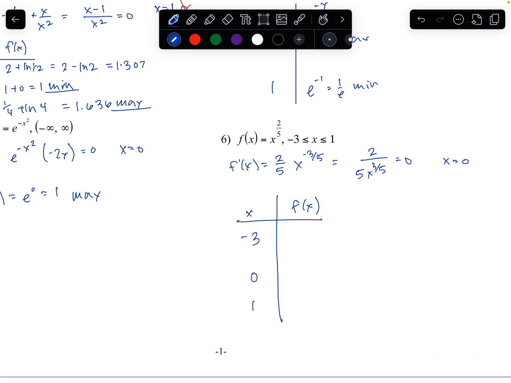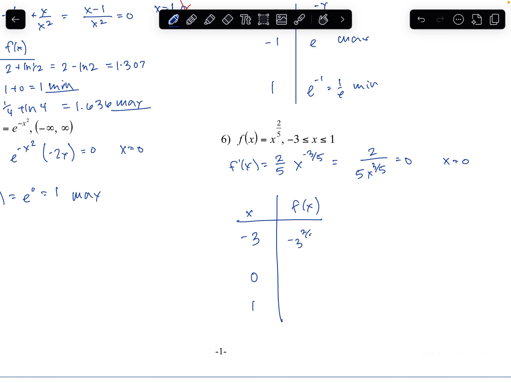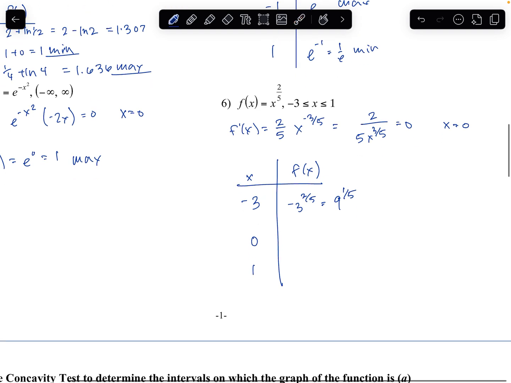If I plug in negative 3, that just becomes negative 3 to the 2/5, which becomes, remember that this just means two operations. It's being squared and rooted. So negative 3 squared is 9. So this becomes 9 to the 1/5. And then if I plug in 0, that's just going to be 0. If I plug in 1, that's going to be 1. What is 9 raised to the 1 divided by 5? It is going to be equal to 1.552. So this will be the maximum, and this will be the minimum.